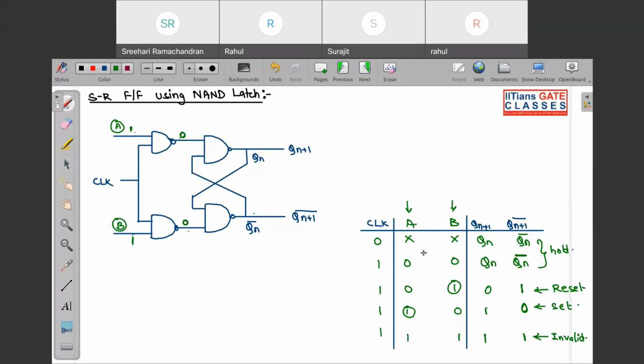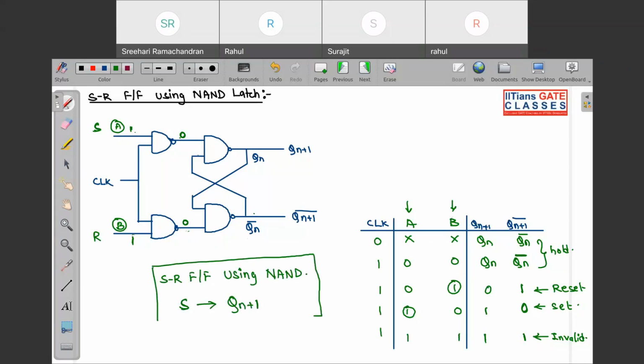Now, when you apply A as 1, you get set. When you apply B as 1, you get reset. So A is set and B is reset. Now this is very important. Only in the case of SR flip-flop using NAND, your set input is opposite to the normal output. In all the other three cases, the set input is always opposite to the complemented output.